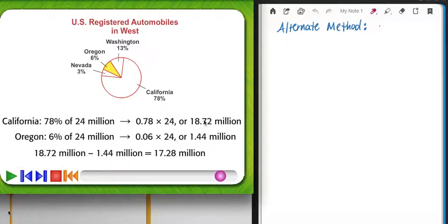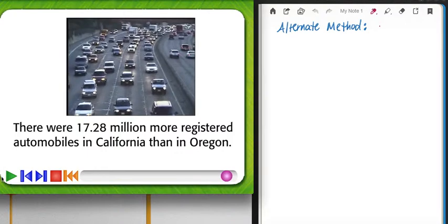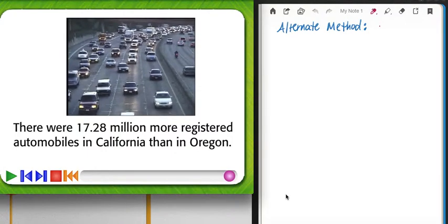Now, I want you to think about this. I'm going to show you in a minute an alternate method that's actually quicker. So just to review, in this case, they actually found the 78% of 24 million. They found the 6% of 24 million. And then they took the two amounts for California and Oregon and subtracted. So as it finishes, I want you to think about how I'm going to show you a shortcut to doing that. There were 17.28 million more registered automobiles in California than in Oregon.